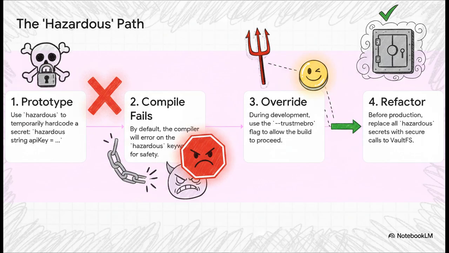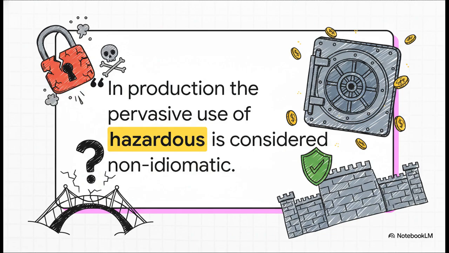It won't let you. To get around that during development, you use the wonderfully named -trustmebro compiler flag to override it. It's a clear signal to everyone, including yourself, that this is temporary. It's a fix this later flag, before you finally refactor it in step 4 and use the secure vault for production. And the final takeaway here could not be clearer. These tools, Hazardous and -trustmebro, they're for development. They're for prototyping. The right way, the idiomatic way to write production Merg E code is to use the secure, vaulted approach. It's not just a friendly suggestion, it's a core part of the language's design.